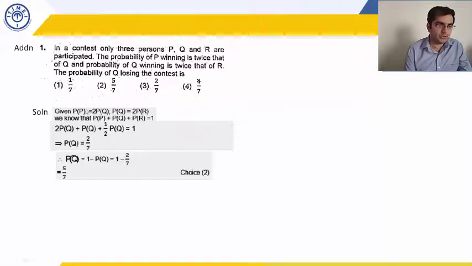Okay, you have the relations given to you. You know that the sum of probabilities is 1. Write them all in terms of one variable. You get P of Q, find its complement.